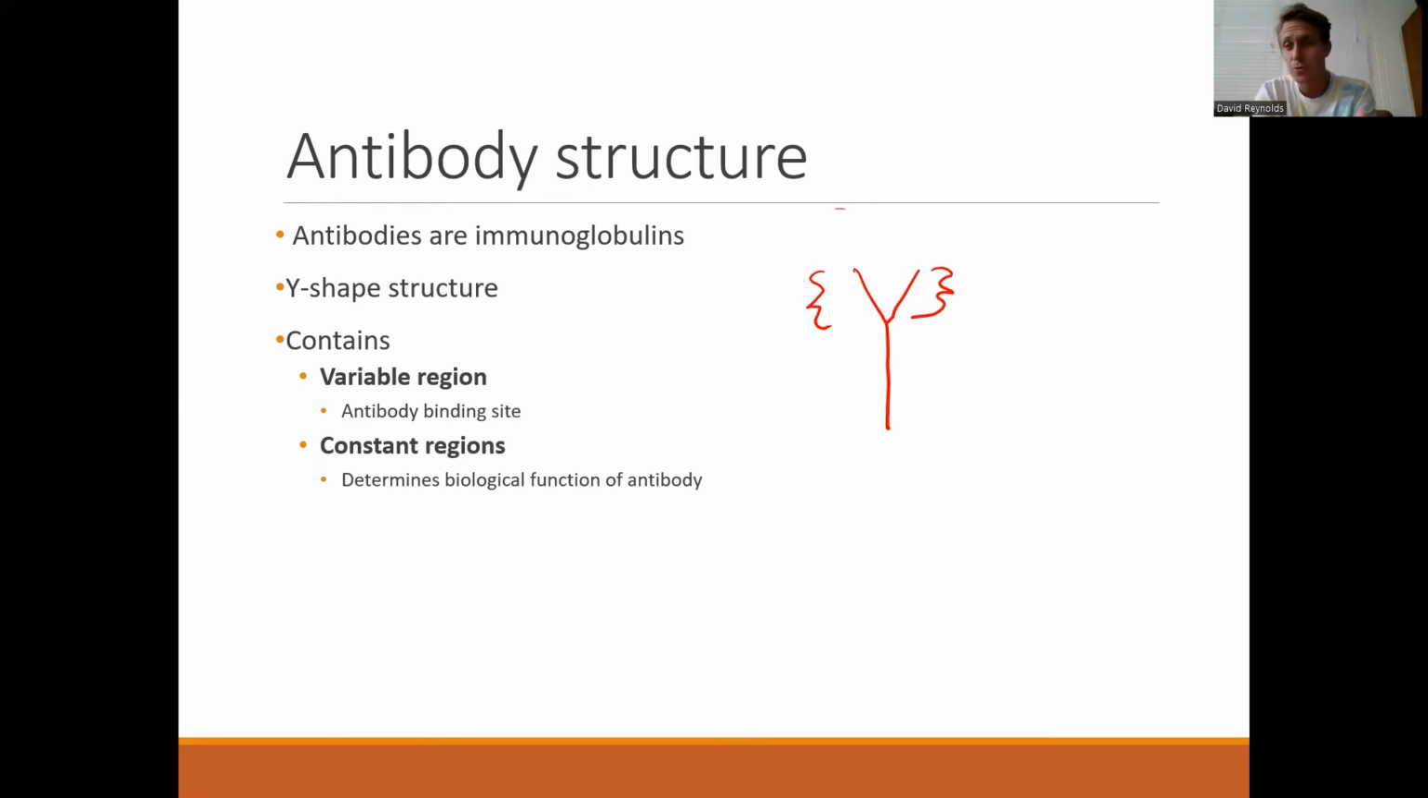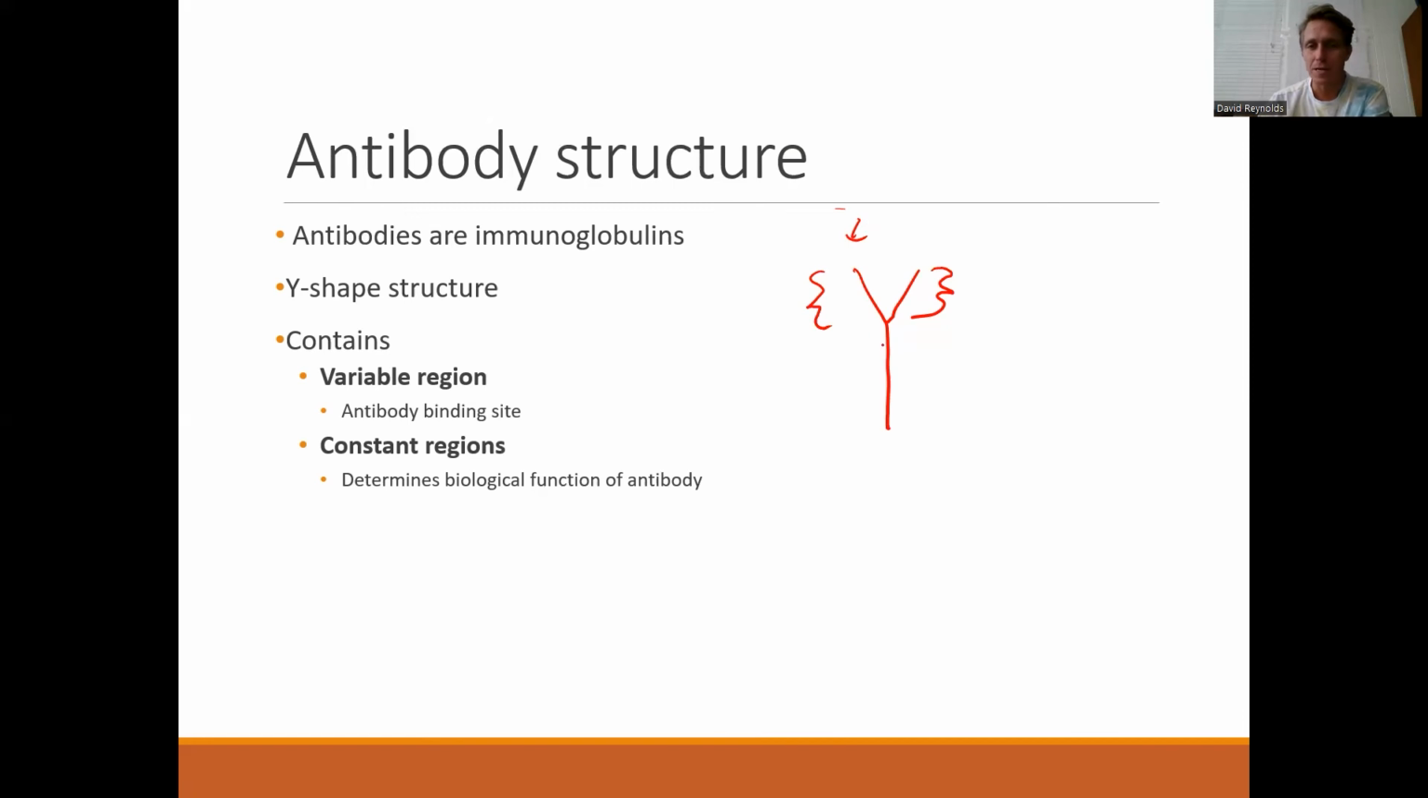The variable region is what's going to change from B cell to B cell to B cell. It's all going to have very specific binding sites for very specific antigens. So depending on what B cell made which antibody, this is going to change, and it's going to bind to the very specific antigens on different cells. And again, making sure that antibody does not attack that self antigen. All right, these antibodies are only going to be made that can attack non-self antigens. So those are variable regions.